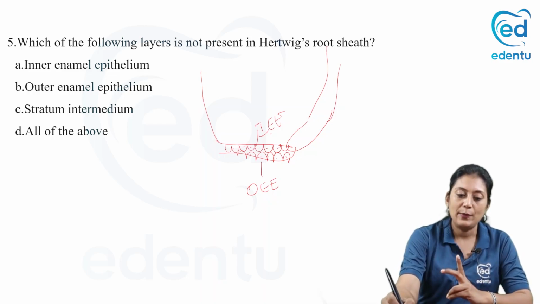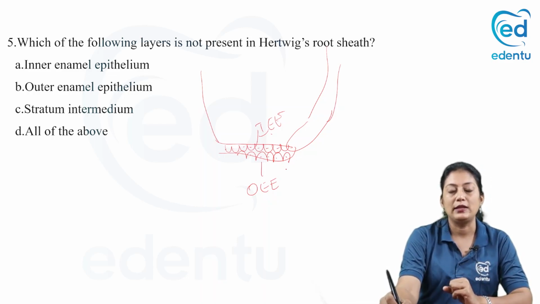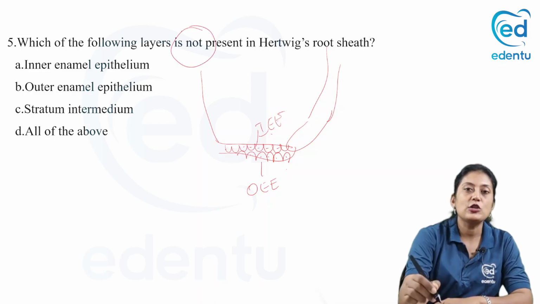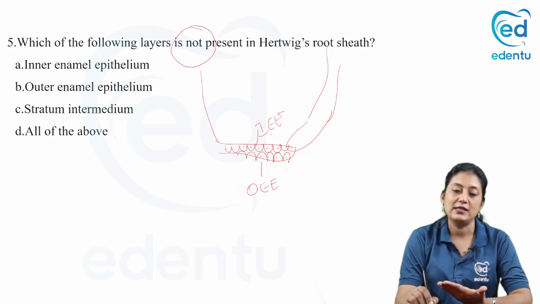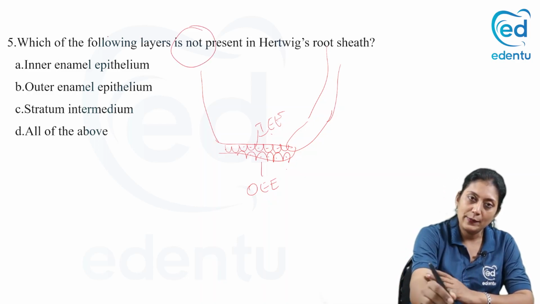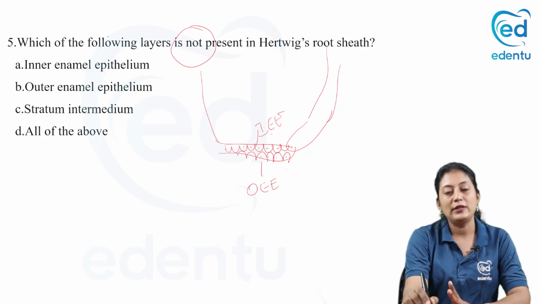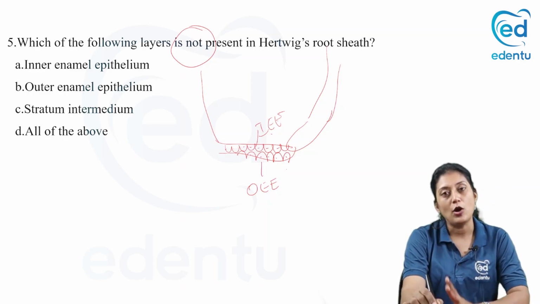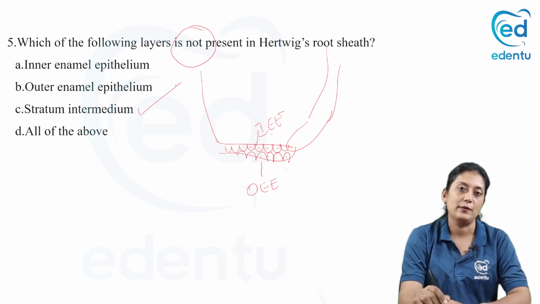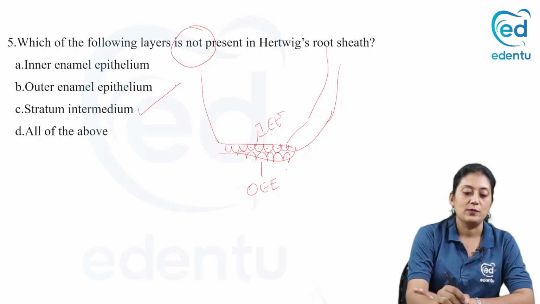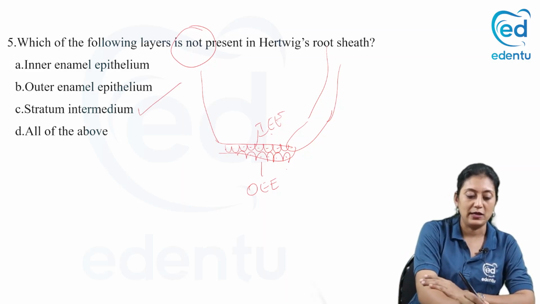One is the inner enamel epithelium, the other one is the outer enamel epithelium. So the question here is, which of the following is not present in Hertwig's epithelial root sheath? Inner enamel epithelium is present, outer enamel epithelium is also present. So what is not present is the stratum intermedium and also stellate reticulum. So here the right answer is stratum intermedium.